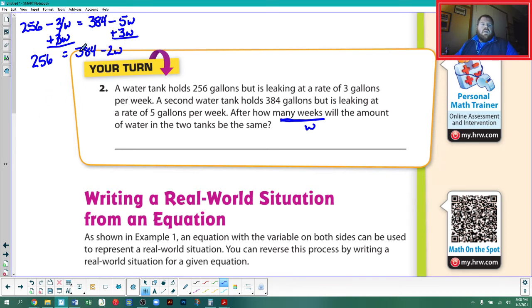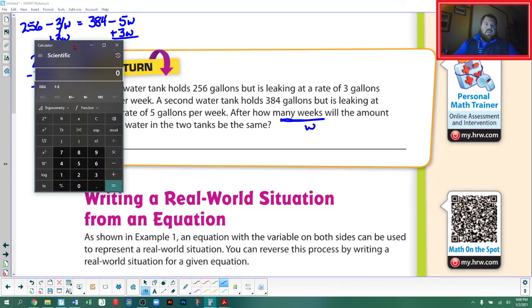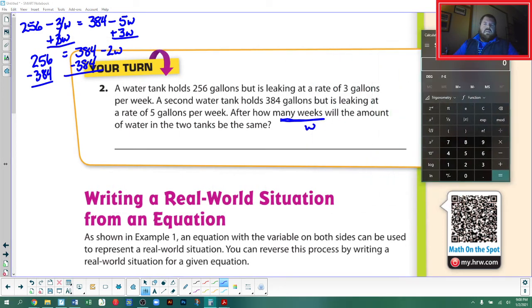Okay. Now I need to get my numbers on the other side. So instead of having 384 over here, I'll subtract that over. I move things by adding or subtracting. So I'm moving this over. And over here they cancel out. It might just be quicker to type this into a calculator than having to think too much. 256 minus 384 is negative 128.